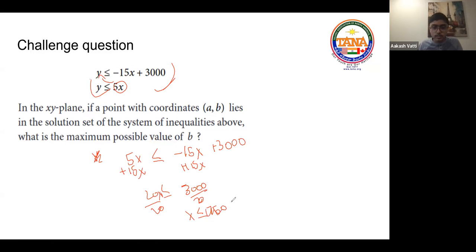No, wait, no, 150. No, wait. Yeah, it's 150. And then you plug in 150 into x here. So you get y is less than 5 times 150. And that is y is less than 750. And you want 750 because that's your maximum value of b. Your y is your b and your x is your a. Thank you.